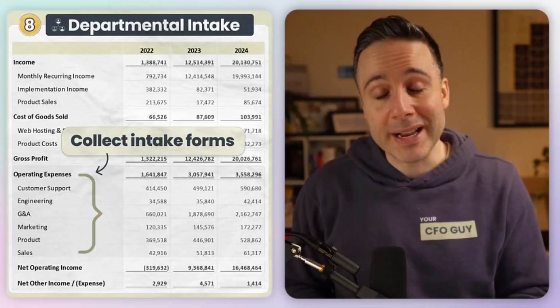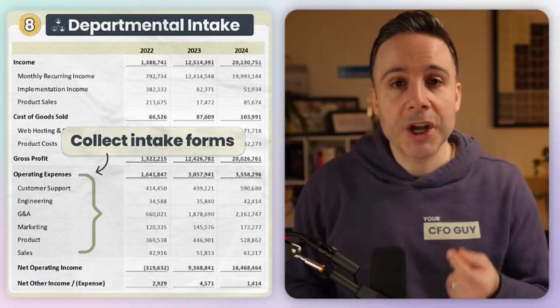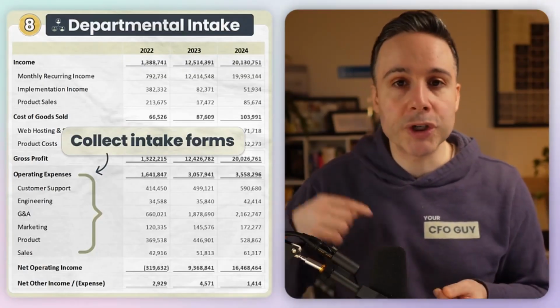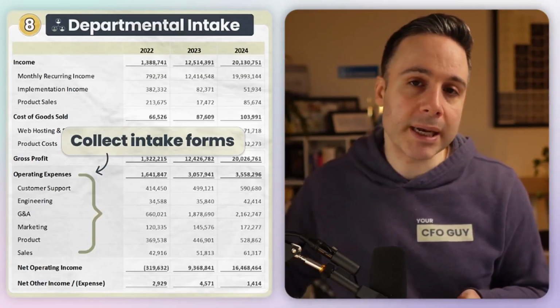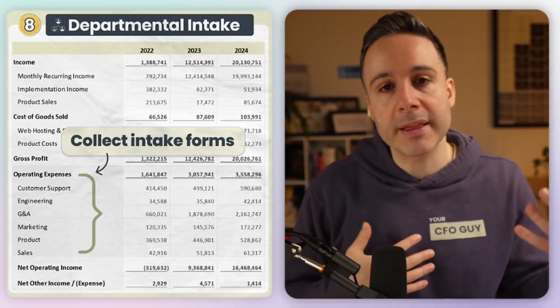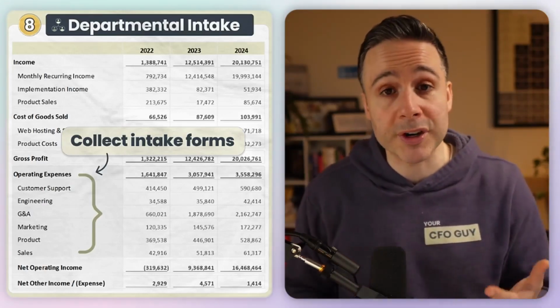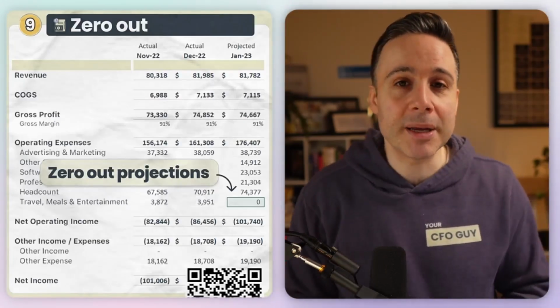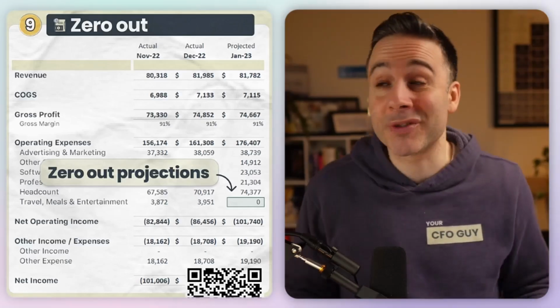One of my favorite ways is via departmental intake. A departmental intake form allows you to connect with other department heads and collect what they think the future is going to look like for their department. And then lastly, sometimes you'll have a dormant account and you can just leave that as 0.